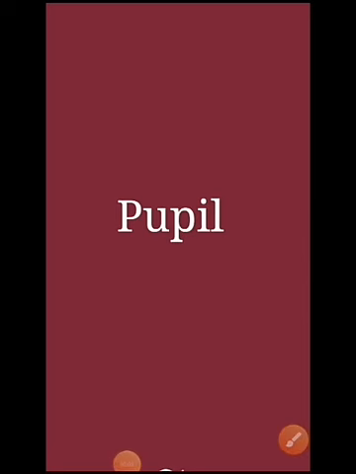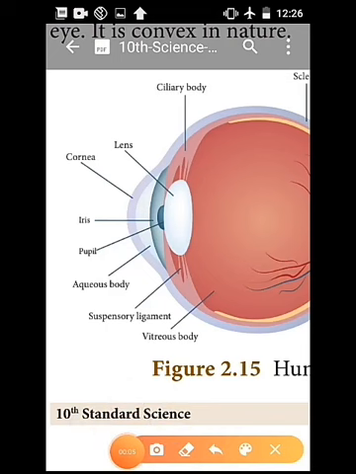The next part of the eye is the pupil. From this picture of the human eye, where is the pupil located? The center part of the iris is the pupil. See here, this is the iris, and in the center part, in this area, that is the pupil.